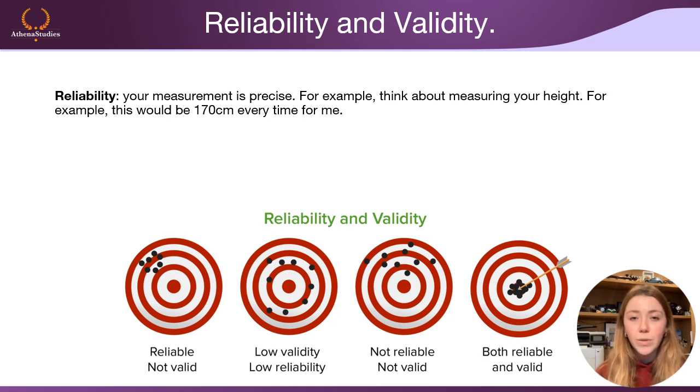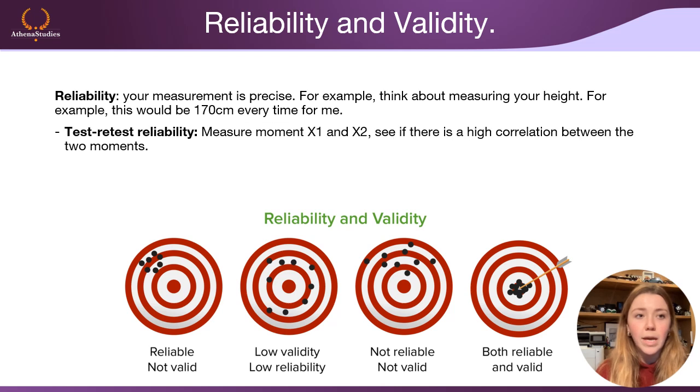There are a few ways we can test our reliability. The first one is through the test-retest reliability. For example, we have two moments of measurement, x1 and x2, and we want to see if there is a high correlation between the two moments.